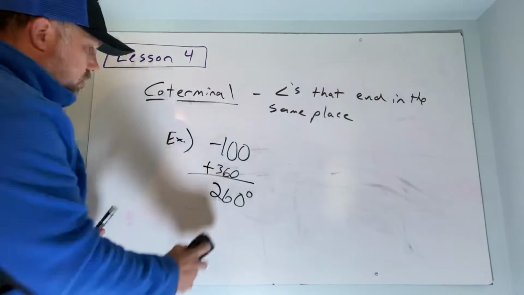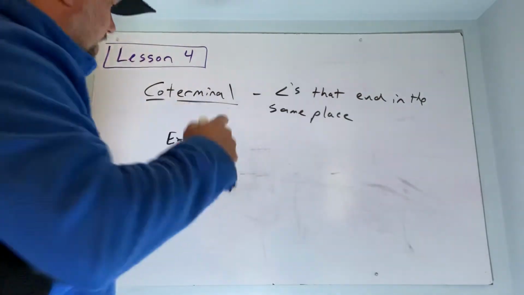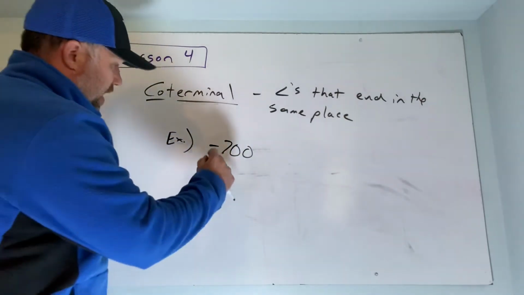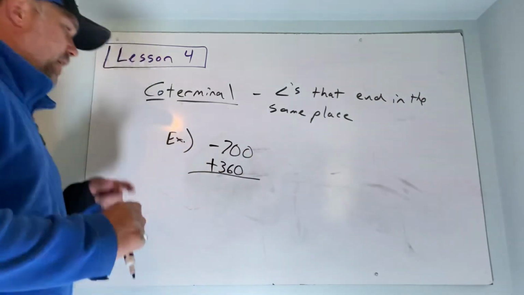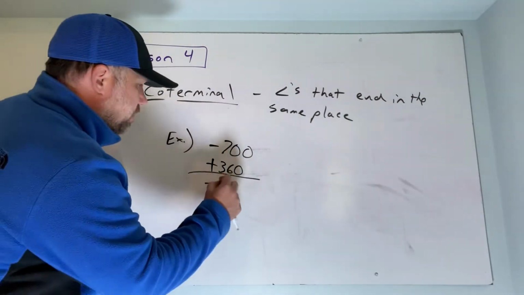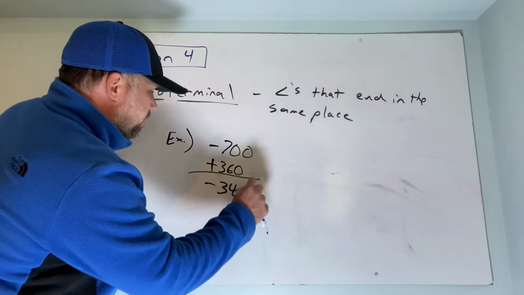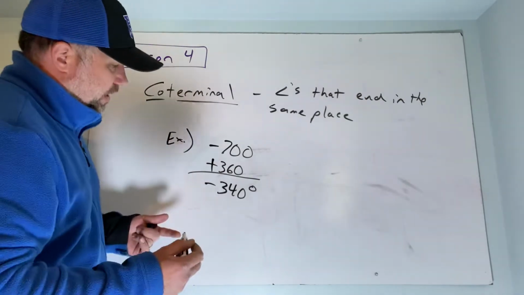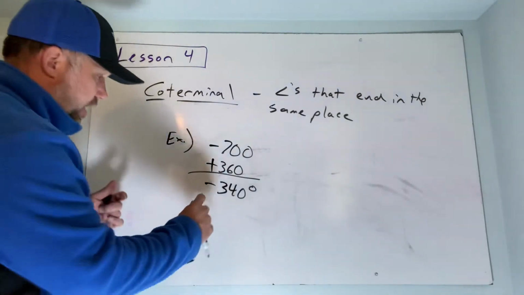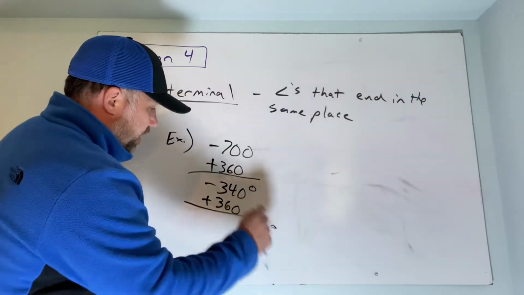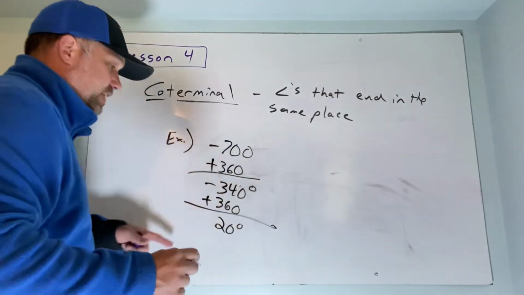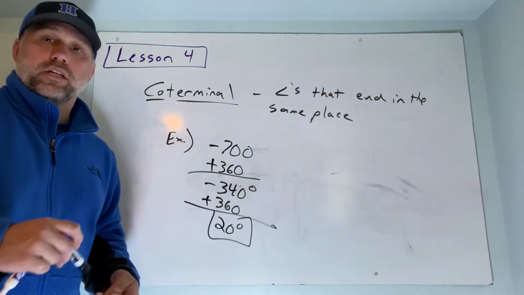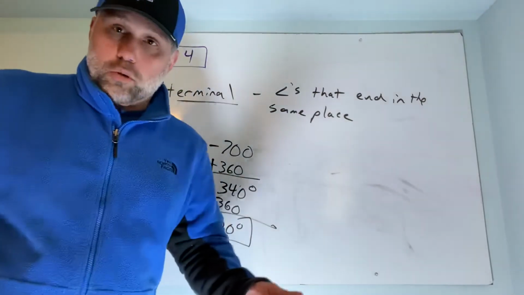What about an angle like negative 700? Because it's negative, if I add 360 to it, that's going to put me at negative 340 degrees. That's still a negative angle. So I haven't gotten to anything positive yet. No problem. Simply add 360 one more time, and that puts me at 20 degrees. And now I have found a positive angle that's coterminal with negative 700. So there are some examples of coterminal angles.